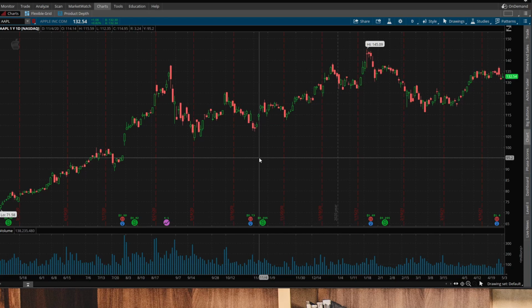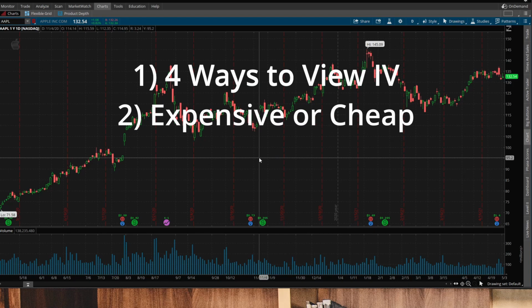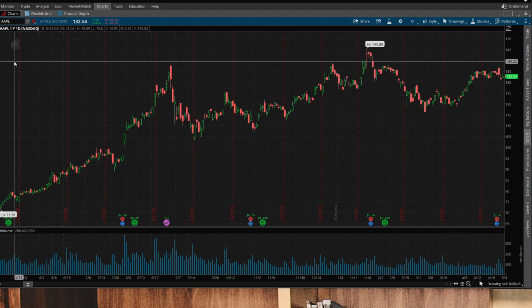So we're covering really quickly thinkorswim, how to view implied volatility. There are 4 primary ways, and this is going to help you determine a couple things. If the options you're looking at are expensive or cheap, what type of contract expiration dates you want to consider trading, and how you can use these to your favor. So let's dive right in.